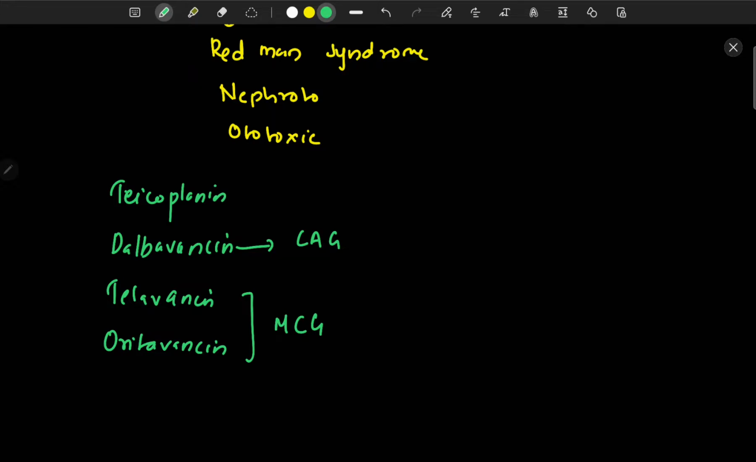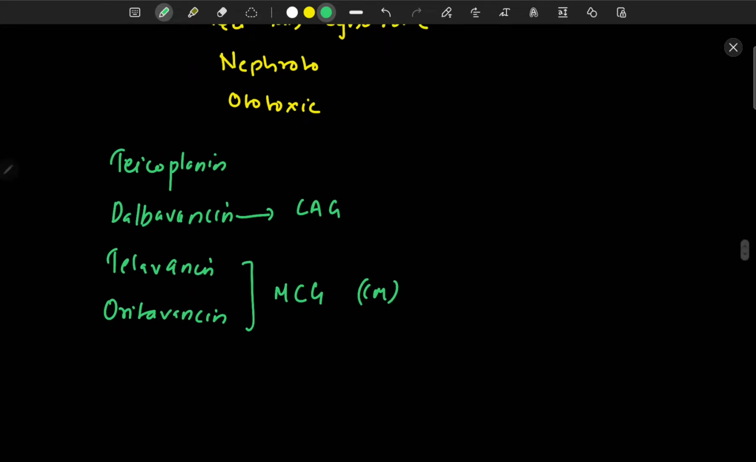It is because they can also disrupt the cell membrane. These are FDA approved for MRSA infection of the skin and soft tissue. It is applied locally and not used as a systemic drug. So that is about vancomycin.